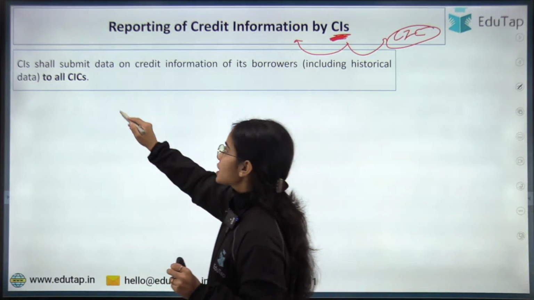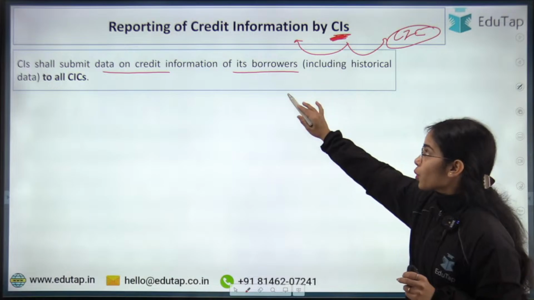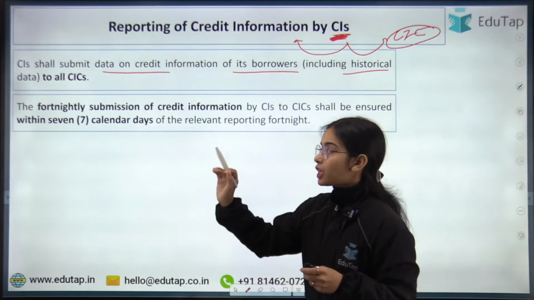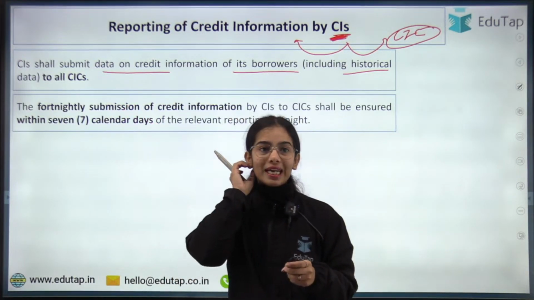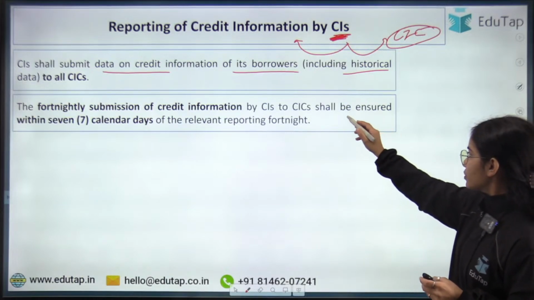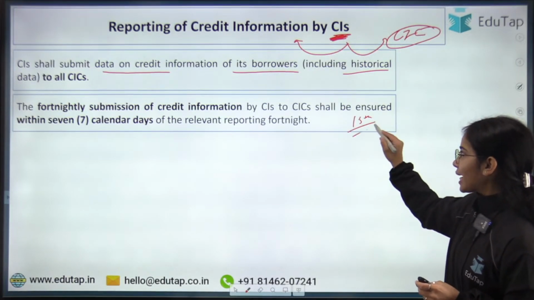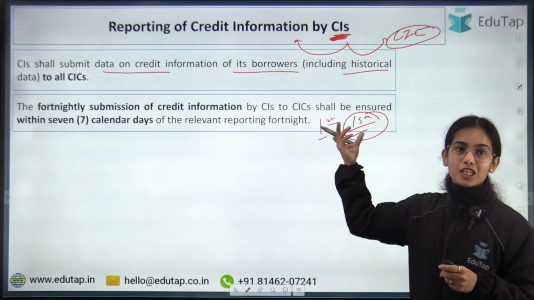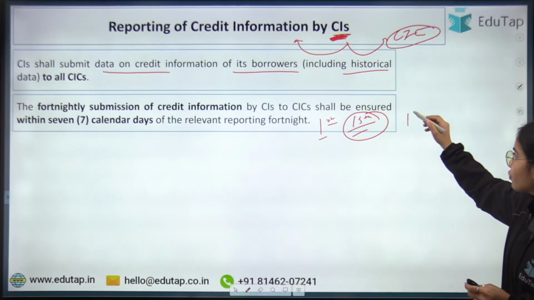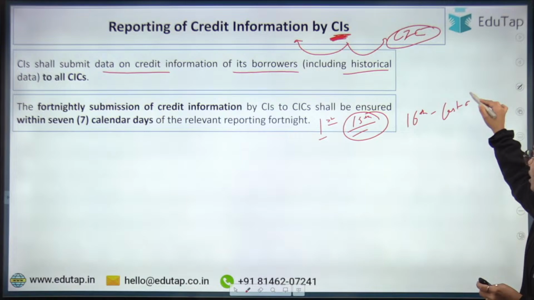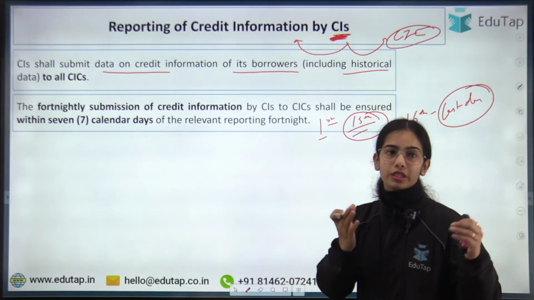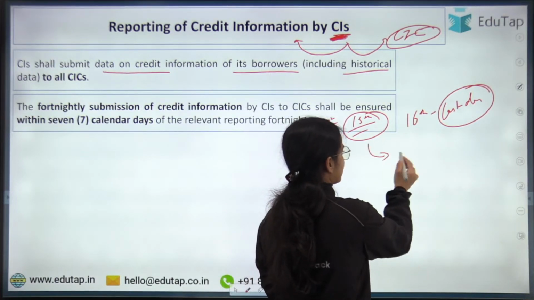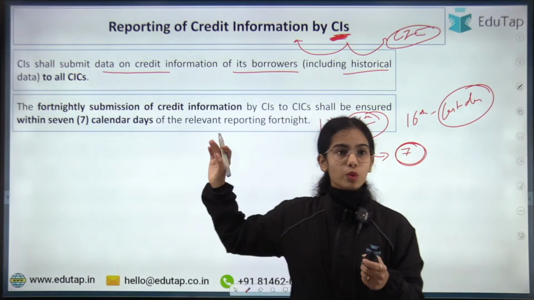So credit institutions shall submit data on credit information of their borrowers, including historical data, to all the credit information companies. The submission should happen on a fortnightly basis. The first fortnight is from 1st to 15th, and then from 16th to the last day of the month. The data for 1st to 15th has to be provided within the next 7 calendar days.